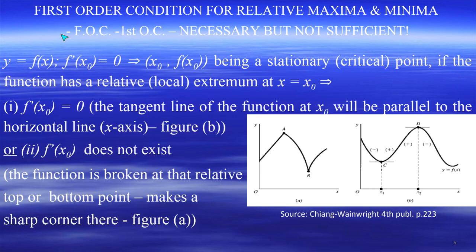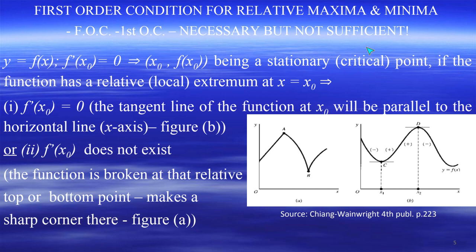All right. So the first order necessary condition for relative maxima and minima. First order condition. It can be shortened in this way, FOC. It means first order condition. In order not to write it long every time, we can use these short forms. So this is a necessary but not sufficient condition. What for? For finding the relative maxima and minima, tops of hills and bottoms of valleys.